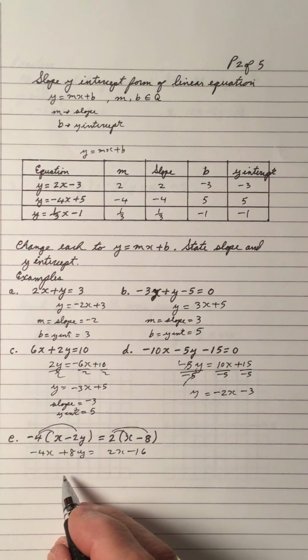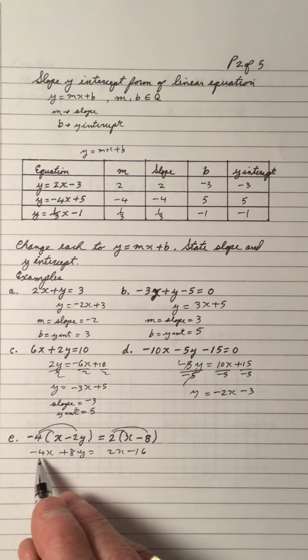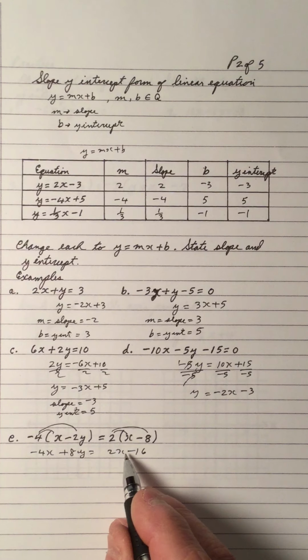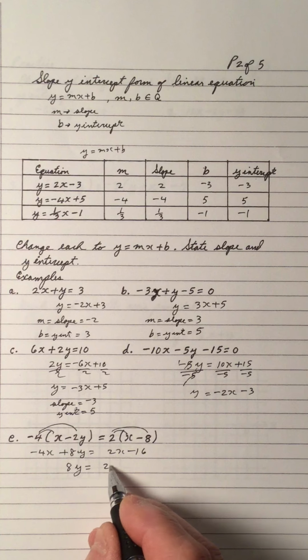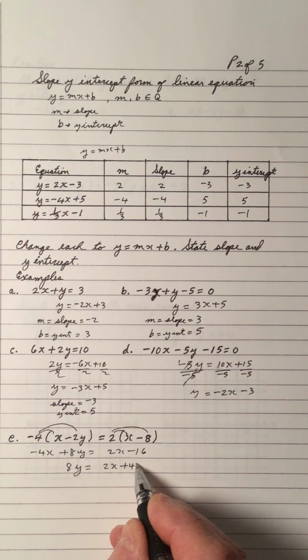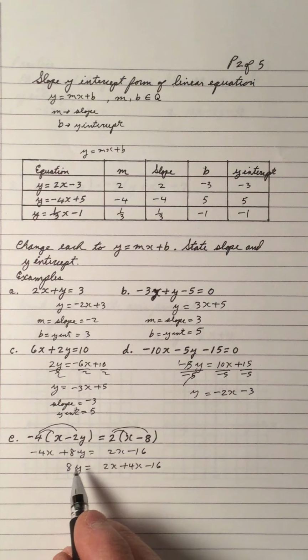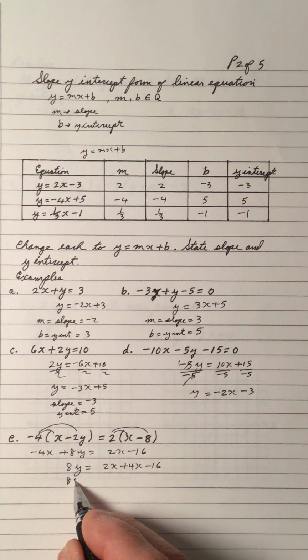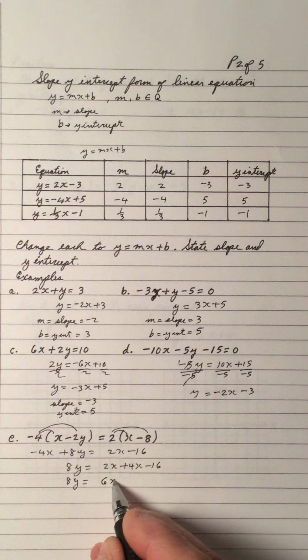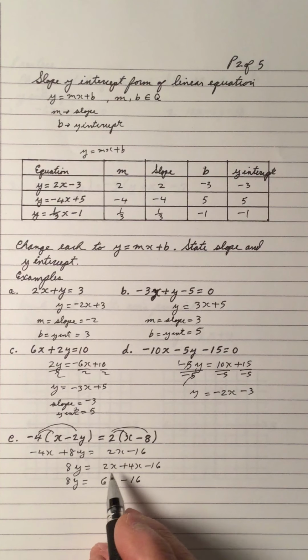And notice now that you can't add these together because they're not like terms, and you can't subtract these because they're not like terms. So the y goes on the left, and the x's go on the right with the constant. So notice this x moved over here to become plus. So we got 8y equals 6x minus 16.